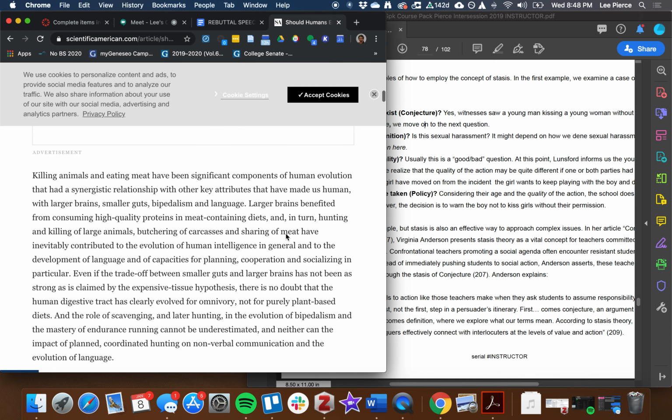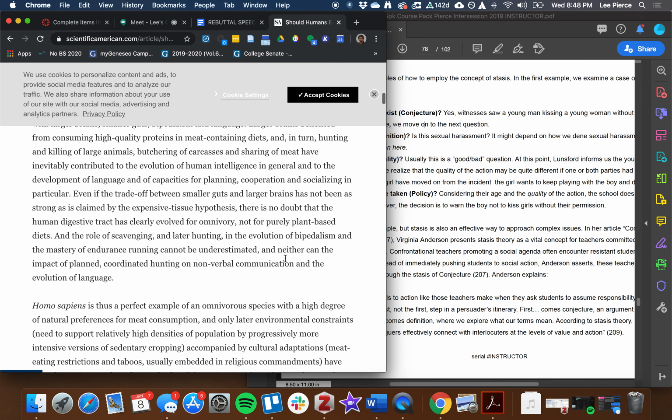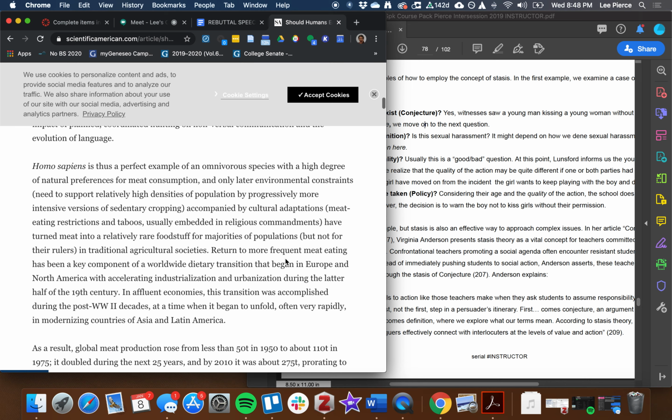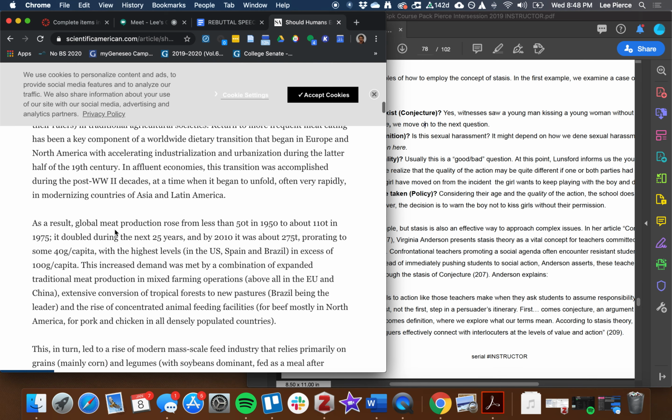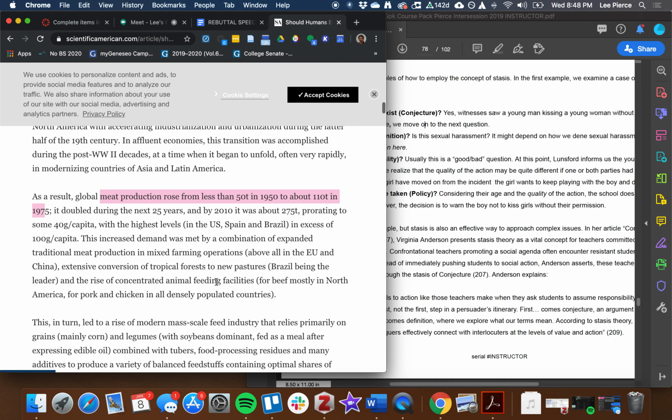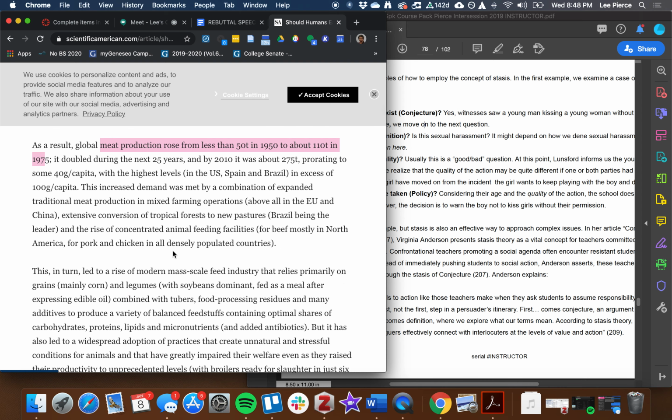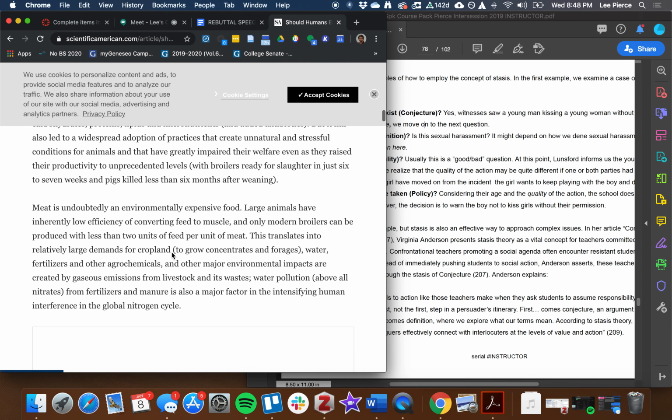So let's keep going. Larger brains benefited, and so on. Is this perfect? So global meat production rose from less than 50 tons in 1950 to about 100 tons in 1975. That's a fact. You could probably look and see if it's true, but I'm going to assume that from 1950 to 1975 meat production doubled. That seems right to me, so I'm probably not going to look at this as a claim of fact. I think it's just a statistic. What we're looking for is a claim of fact.